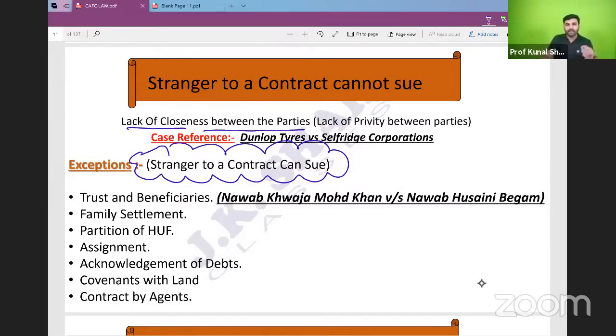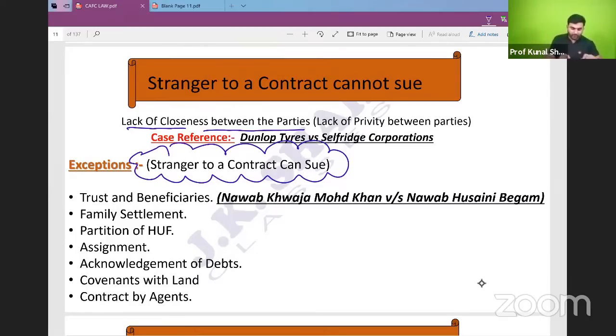Whenever there is a rule, rules come with exceptional cases. When I say follow the rule, in exceptional cases, overrule the rule. Friends, we have a rule stating that a stranger to a contract cannot sue. But yes, there are certain exceptional cases wherein a stranger to a contract can sue.